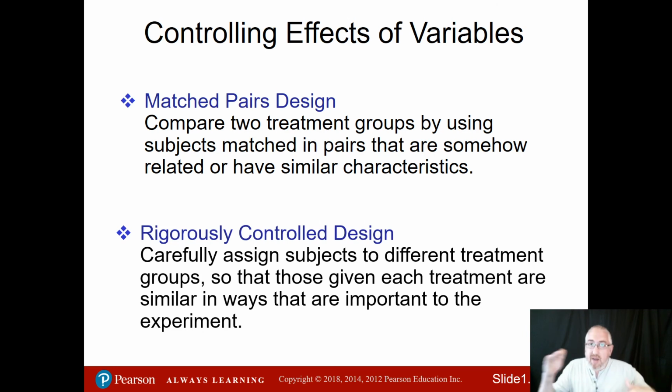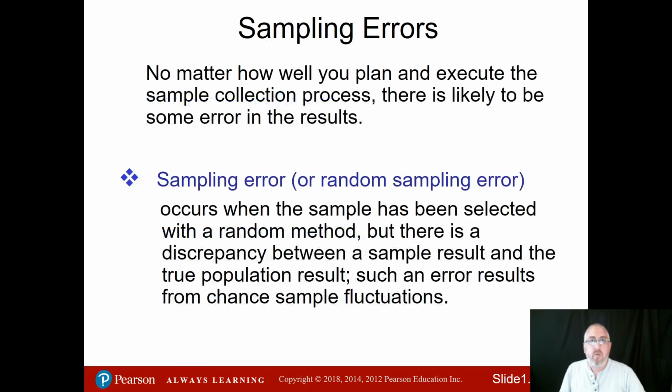Okay, so that's kind of the sense. Those descriptions should help you with the homework as well. So the last part of this does get into the errors side of it. If we look at errors, no matter how well you plan and execute the sample collection process, there's likely to be some error in the results. So we got a few different error types that we could have.